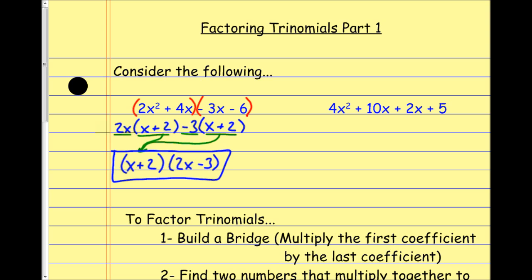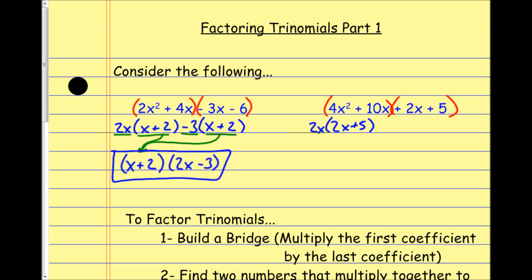If I look at the next one, I'm going to approach it the same way. So I'm going to do my factoring by grouping. I group the first two together. I group the second two together. Out of the first two, I can factor out a 2 and an x. So I factor out a 2x. That leaves me with a 2x and a plus 5 when I divide it out.